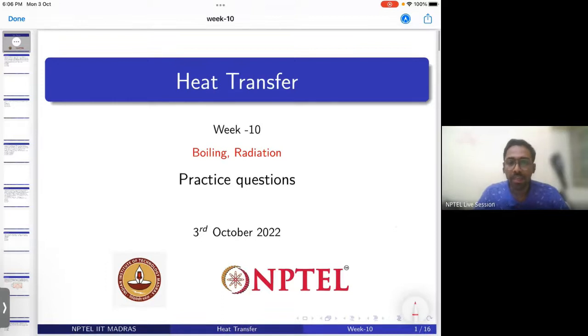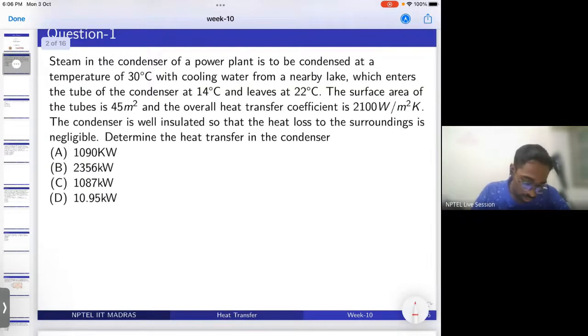So we will be doing some practice questions related to these topics. Let's get started with the first question, which is from the heat exchanger part. Steam in the condenser of a power plant is to be condensed at a temperature of 30 degrees Celsius with cooling water from a nearby lake, which enters the tube at 14 degrees Celsius and leaves at 22 degrees Celsius. The surface area of the tube is given and the overall heat transfer coefficient is also given. Heat losses we can neglect. We have to determine the heat transfer in the condenser.